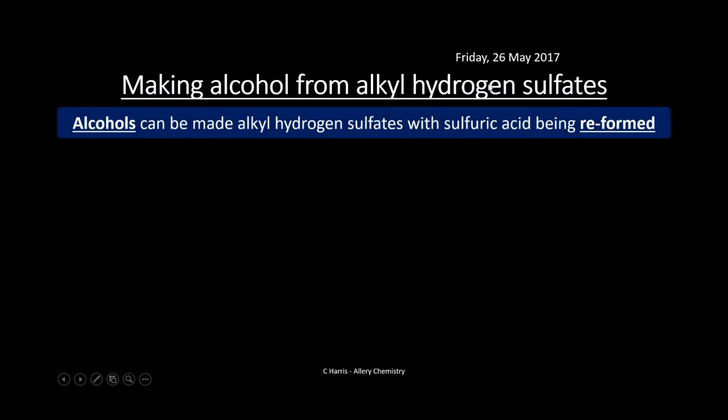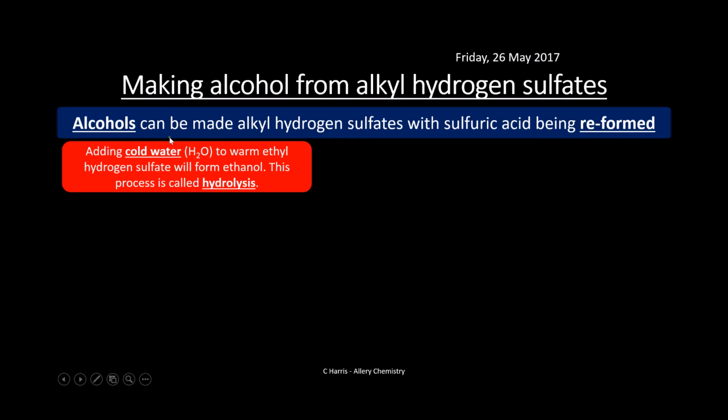So, making alcohol from alkyl hydrogen sulfates. Okay, so this is going to look at how we can use sulfuric acid. How does the catalyst actually work? So alcohols can be made by using alkyl hydrogen sulfates with sulfuric acid being reformed. So let's have a look, see how this might work. So we're going to add cold water, which is H2O, to warm ethyl hydrogen sulfate, and this will form your ethanol. Okay, and this process is called hydrolysis.